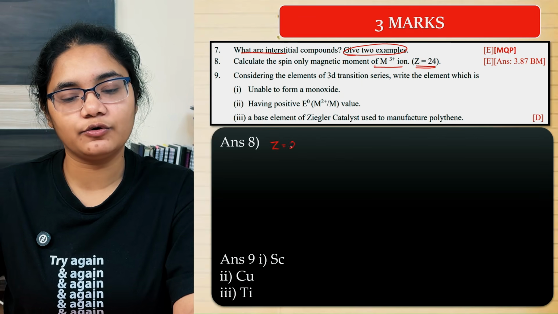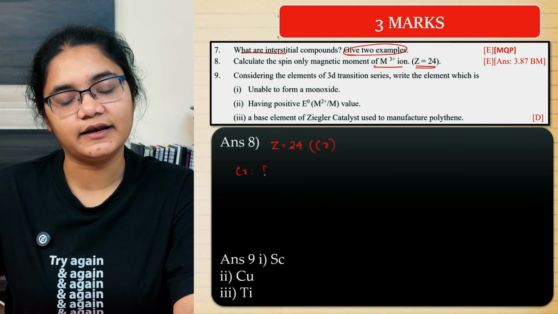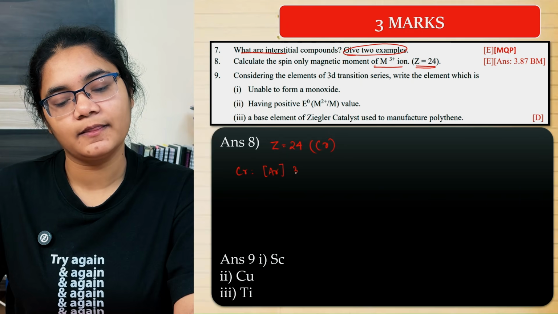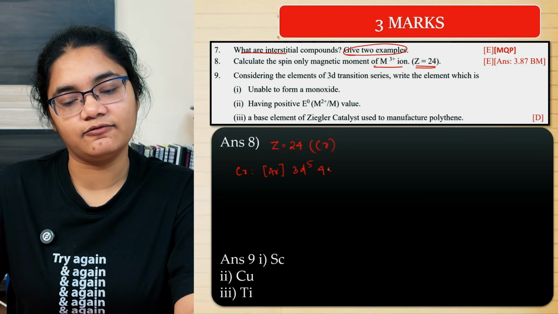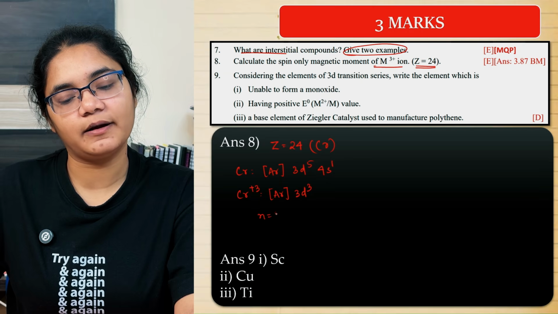Z is equal to 24 means it is your chromium atom. Chromium has an electronic configuration of argon 3d5 4s1. Now chromium 3+ will have argon 3d3, right? So the number of unpaired electrons here is 3.